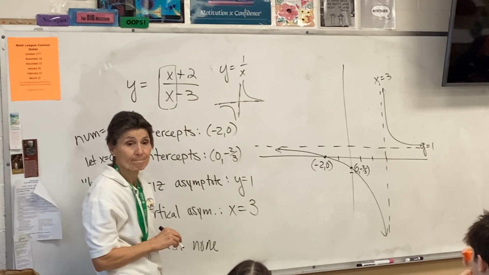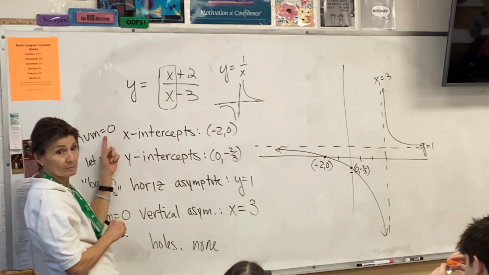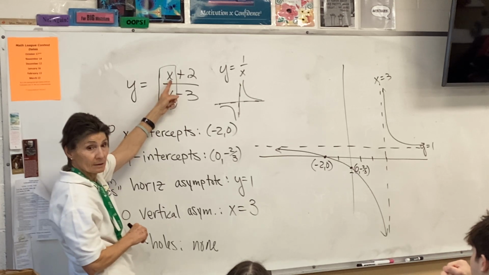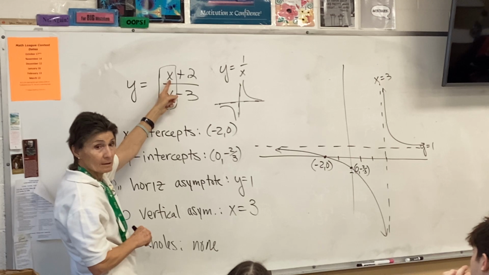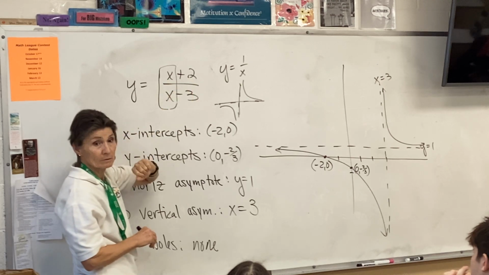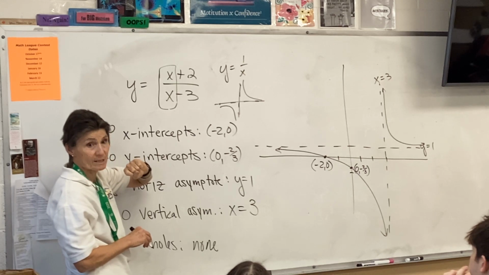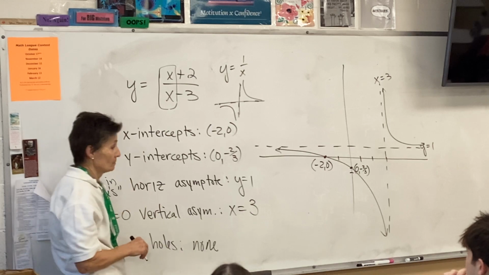How did you find the x-intercept? Let the numerator be 0. The numerator. Wouldn't that equal positive 2 then? Is 2 plus 2 0? I'm not letting x be 0. I'm saying what makes it equal 0. Oh. What makes the numerator equal 0? Okay.